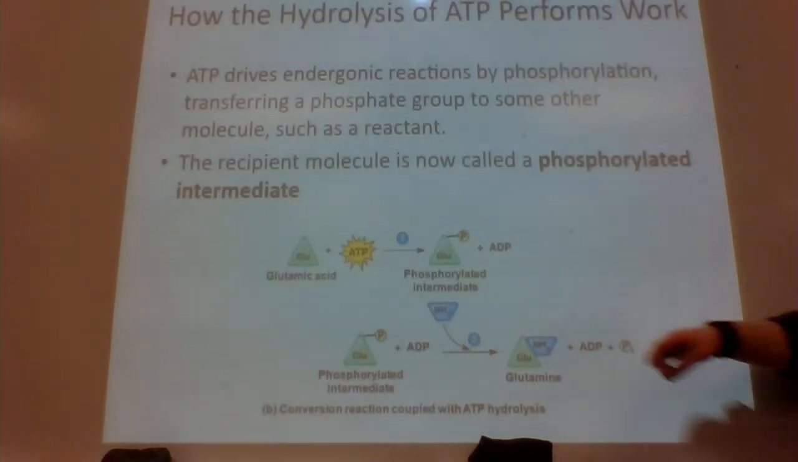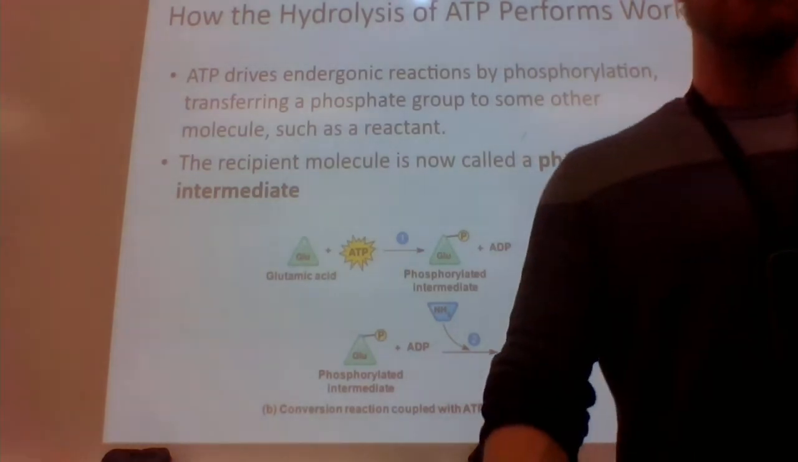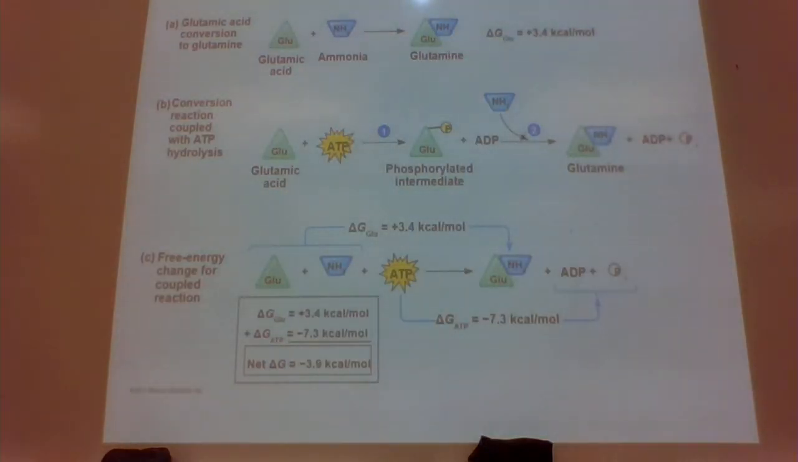Phosphorylation is like the on switch causing a reaction to take place. When something gets phosphorylated, we call it a phosphorylated intermediate. So ATP is going to perform its action by doing two things. Number one, it's going to provide energy. And number two, it's going to phosphorylate reactants, making them do whatever they are going to do.